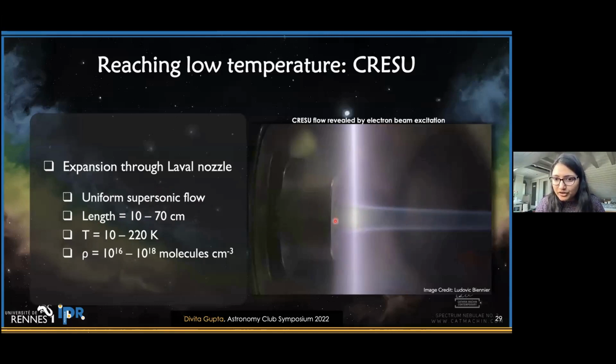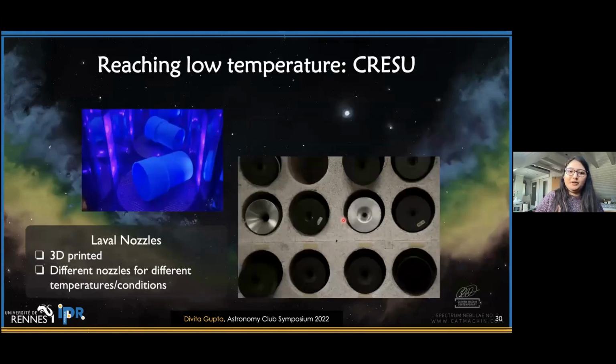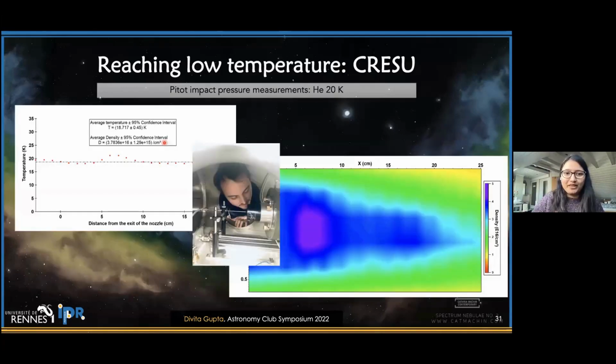You have the nozzle over here and you have electron beam excitation, and you can see the molecules coming from this nozzle over here. Perfect. So what we actually do with these nozzles, each nozzle is designed separately for different temperature and conditions. And actually we can even 3D print these nozzles in the lab. And these are quite well characterized, okay?